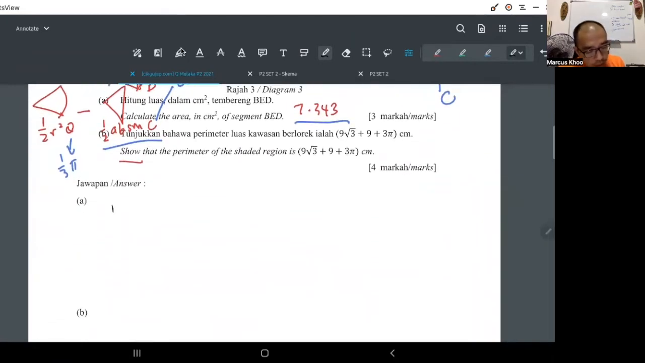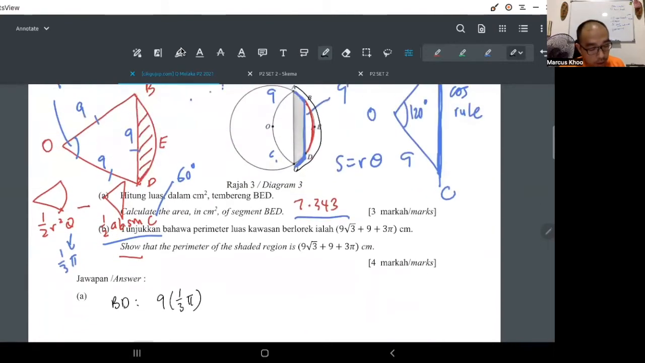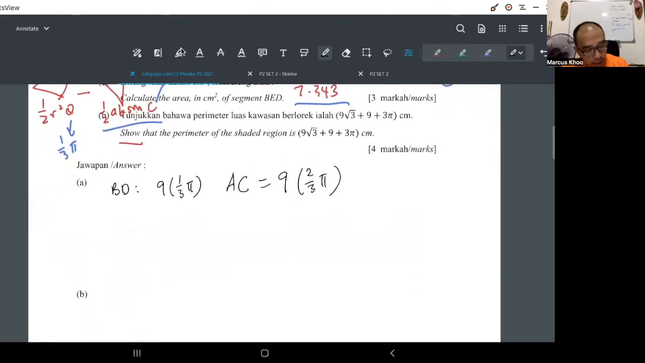Okay, so BD will be S equals to R theta, right? So 9 times 1 over 3 pi. Okay, because the angle is 1 over 3 pi. And then AC, okay, the black color one is 9 times 2 over 3 pi. Okay, so the leftover, which is the AB plus CD, is equals to the big one, AC, 9 times 2 over 3 pi minus 9 times 1 over 3 pi.